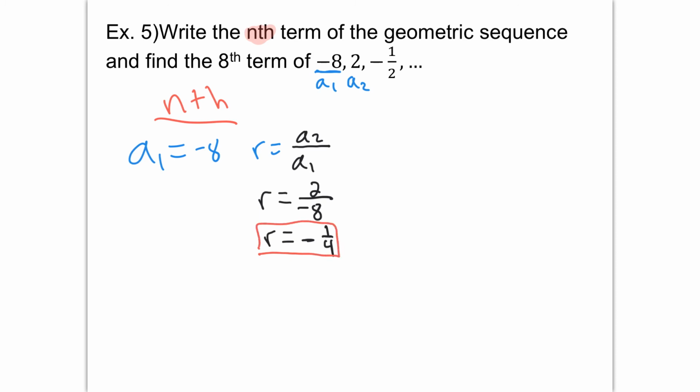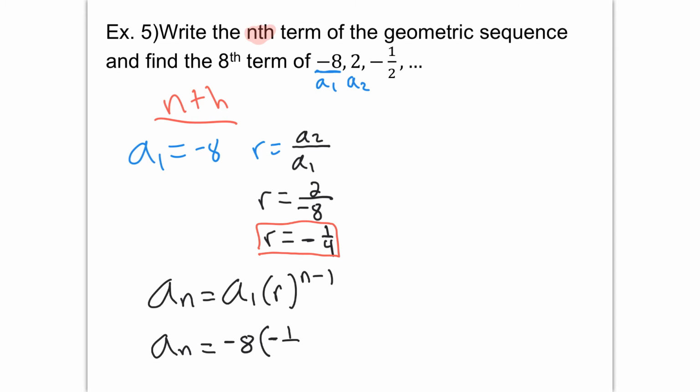So now you're ready to find the formula. You need to know what the formula looks like, so make sure you memorize it. We have a sub n equals a sub 1 times the common ratio with the exponent of n minus 1. We don't worry about the n for the nth term. We're just going to substitute the first term. So a sub n equals -8, and we multiply by the common ratio, -1/4, and the exponent is n minus 1.